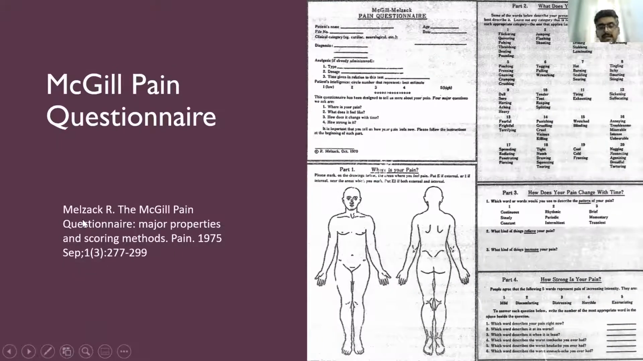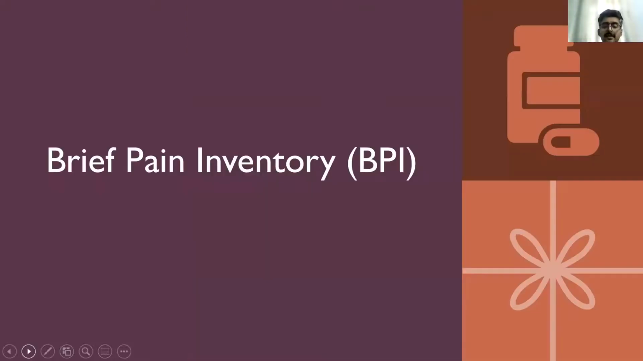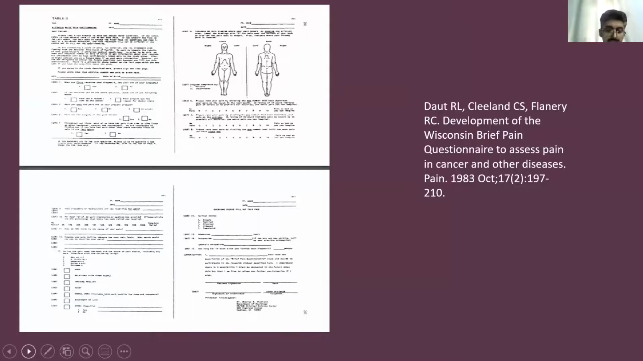The next step would be the multidimensional scale. One example would be the McGill Pain Questionnaire, which came into existence in 1975. Here we are not only asking about the severity of the pain, we are asking about the site of pain, the quality of pain, how the pain is affecting day-to-day activities, etc. This is a little bit more comprehensive, and hence multidimensional. Another example would be the Brief Pain Inventory, similar to the McGill Pain Questionnaire, another multidimensional questionnaire.